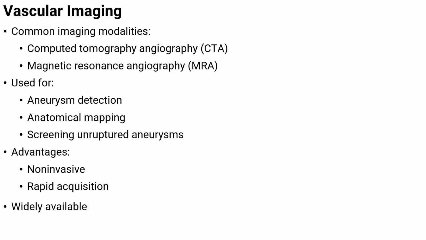Vascular imaging guides clinical diagnosis decisions. Computed tomography angiography, known as CTA, and magnetic resonance angiography, or MRA, are imaging techniques used to visualize cerebral blood vessels in suspected aneurysmal or other vascular disease conditions. It helps detect aneurysms and provides detailed vascular mapping for surgical or endovascular planning in suspected subarachnoid hemorrhage. It also helps screen unruptured aneurysms.